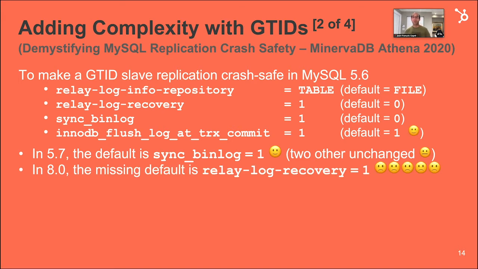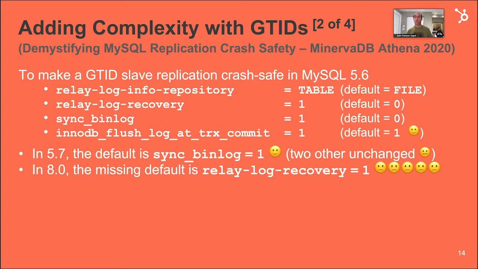So in 5.7, the default for sync_binlog is 1. That makes me happy because now MySQL is safe by default. So the TRX commit setting was already 1 by default in 5.6, but the sync_binlog default for 5.6 was 0. So I'm happy with the progress Oracle made there. But in 8.0, we're still missing relay_log_recovery set to 1 to be crash safe. So that was what was making me unhappy before. I'm still unhappy about this.